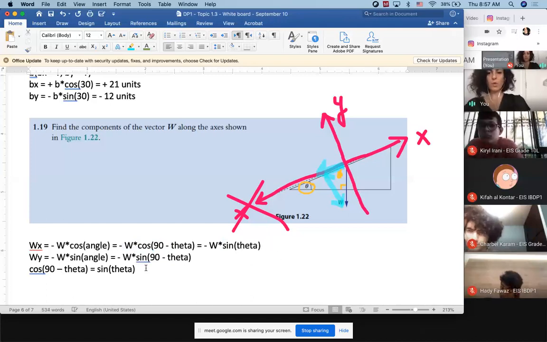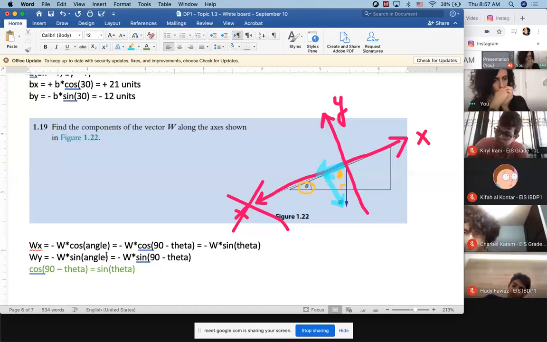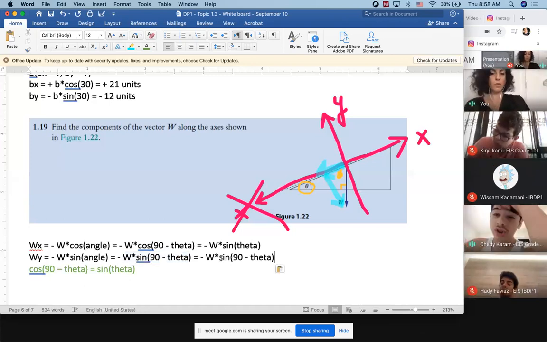Who knows this equation other than Kifah? Okay, all right. So for the students who do not know this equation, you can simply keep it somewhere. I will try to use it, but Shadi, say it again, I didn't hear.